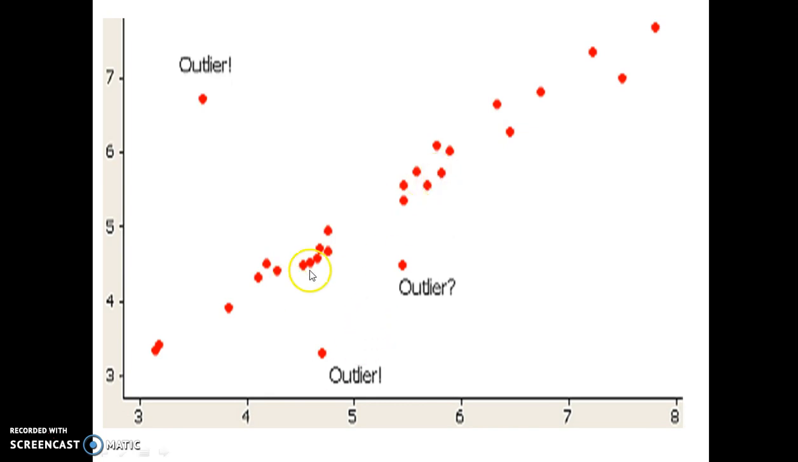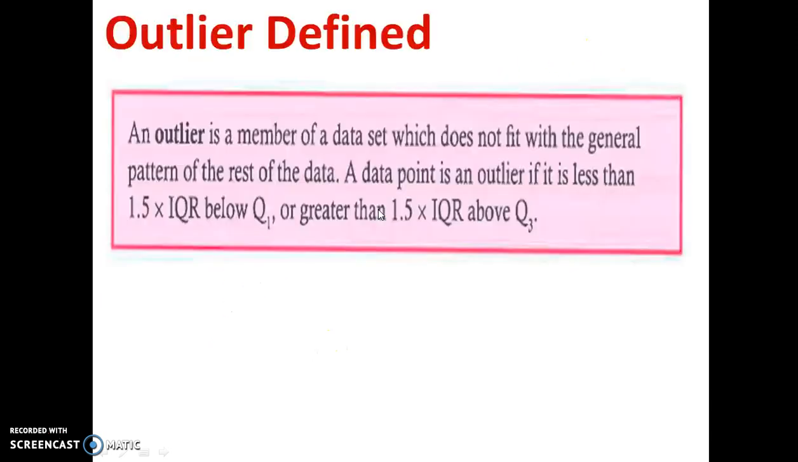So here's another example, a bunch of data, and you can see there's 3 outliers marked on there. They're outside of the data set. Here's the actual definition. So now grab the page of notes I gave you, and let's fill in what we are missing. It says an outlier is a member of a data set which does not fit the general pattern of the rest of the data.